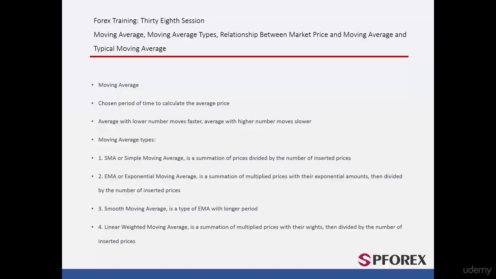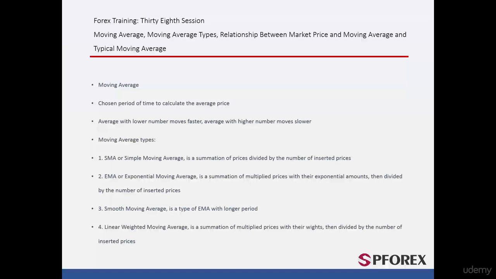SMA, or simple moving average, can be derived from the summation of price data divided by the number of data inserted. EMA, or exponential moving average, can be calculated by the summation of each price data multiplied by its exponential amount and divided by the number of data inserted. It can be classified by considering the importance of each data based on its novelty. The latest news have more significant effect on a market compared to earlier news. It has more rapid movement than the SMA.